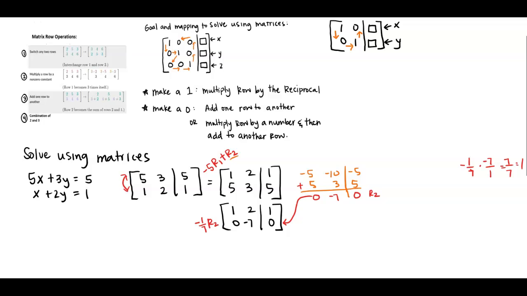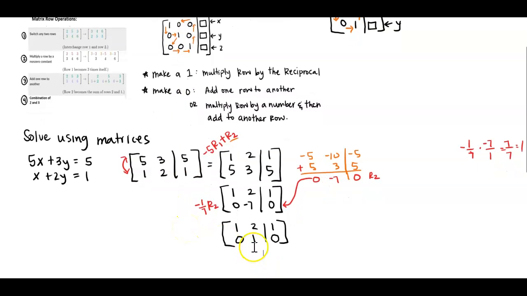All right, so then my next one, only row 2 was what was changing. So let's leave row 1 just how it was. Negative 1/7 times 0 is 0. Negative 1/7 times negative 7 is 1. Negative 1/7 times 0 is 0. Okay, so I know what y is now. y equals 0.